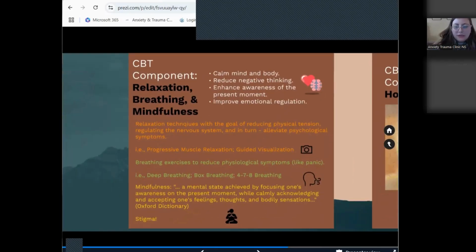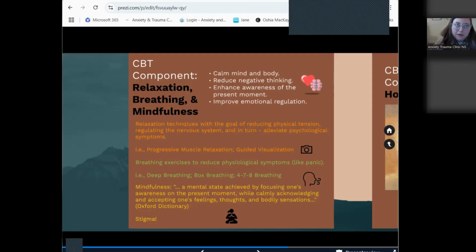Okay, now we're going to go into talking a little bit about relaxation, breathing, and mindfulness. In terms of what relaxation, breathing, and mindfulness is, I'm sure you know to some degree, but I'm going to break it down a little bit. What they can do is calm the mind and body. It can reduce negative thinking. And when we are able to calm the mind and body, we're able to reduce some of that negative thinking.